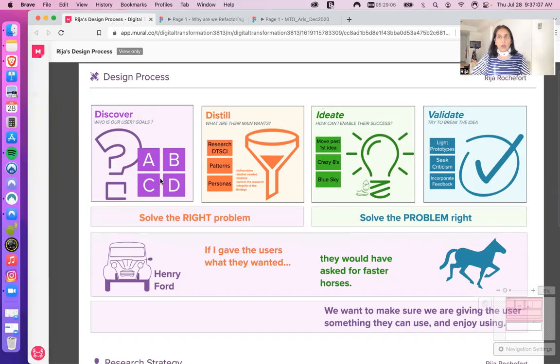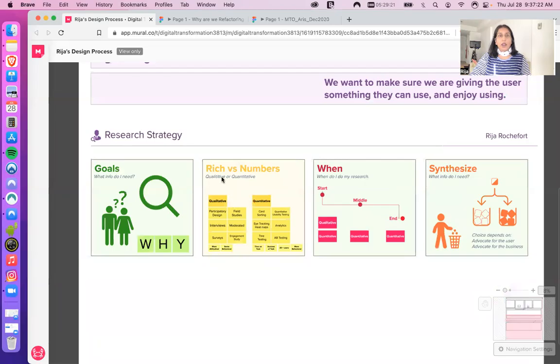In Discover, I will also look at if you have any quantitative data, like analytics, or even qualitative research that you've done. From there, we move into Distill. And in Distill, the research will be a little bit different. I want rich data. So I want qualitative research. I want to know things that are going to help me focus on human-centered design and user-centered design.